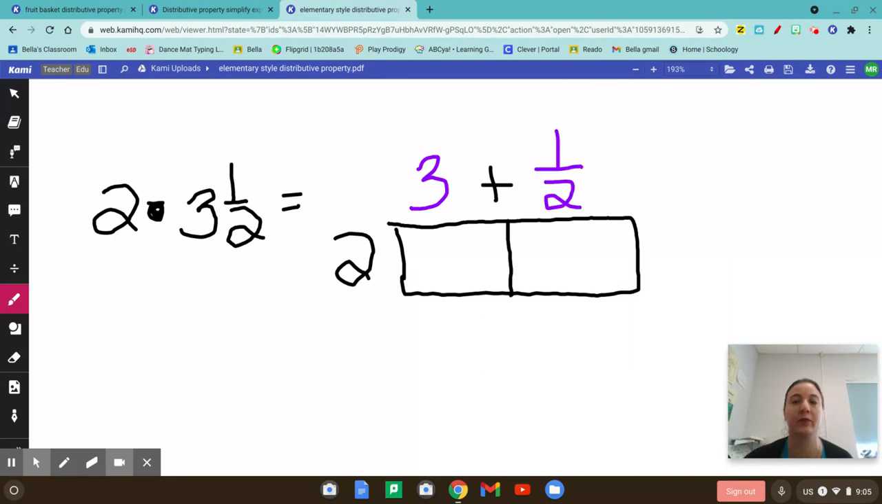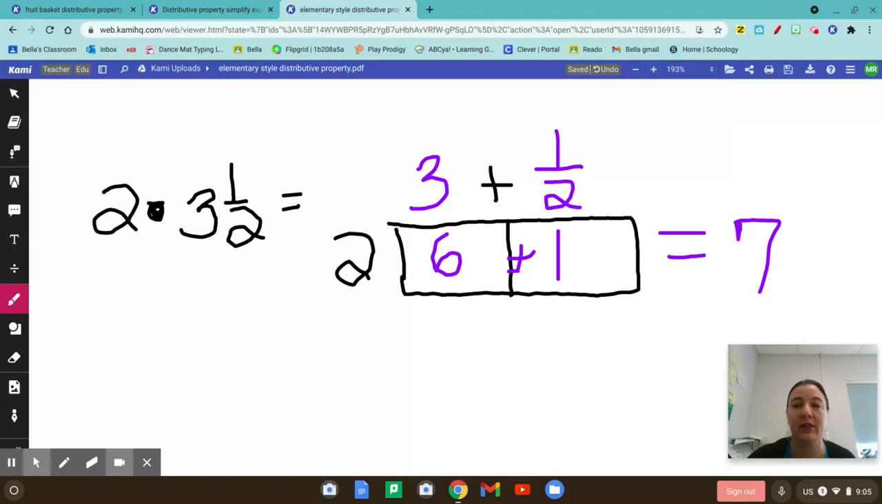If I have 2 3s, that would be 6. 2 times 3 is 6. Half of 2, of means times also, is 1. All together, because these are like terms, 6 and 1 make a total of 7. 2 times 3.5 is 7. And that's doing it elementary school style.